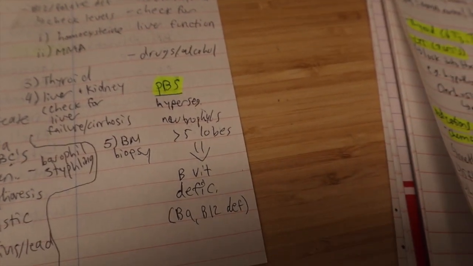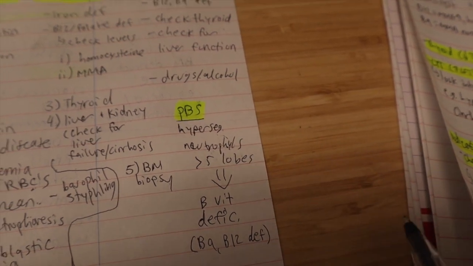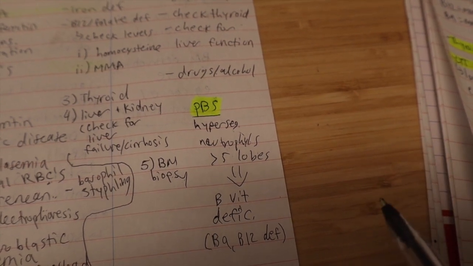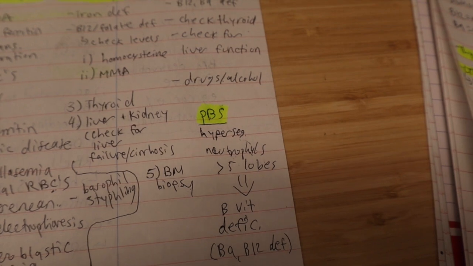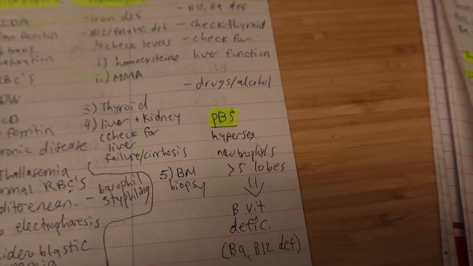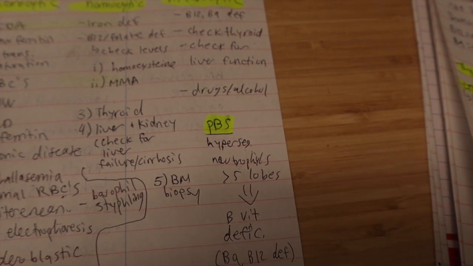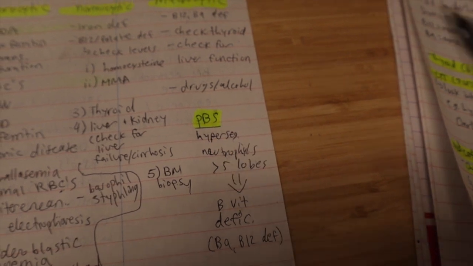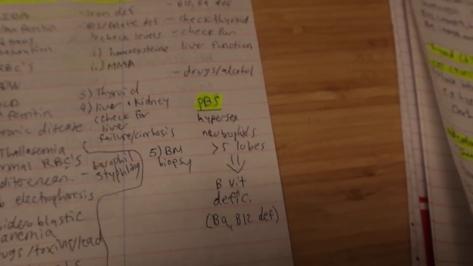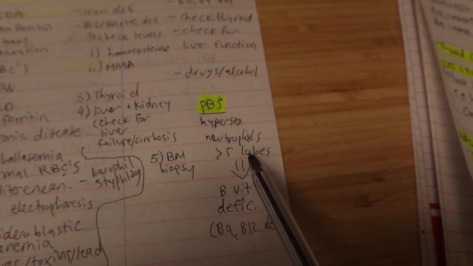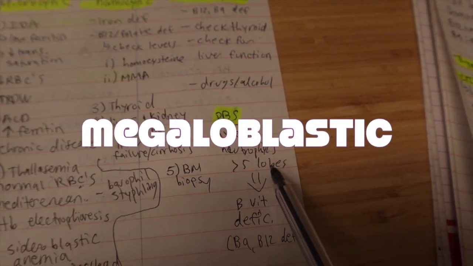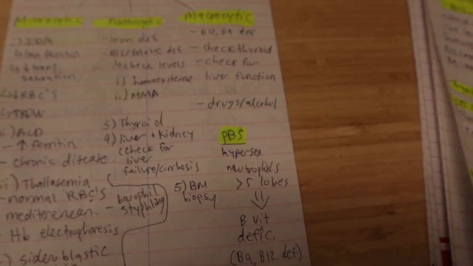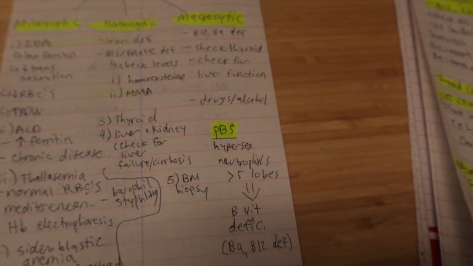So if there are less than 5 lobes, then it's good to check things like thyroid function, liver function, bone marrow, and drugs other than the drugs that impair your DNA synthesis, which are like chemotherapy drugs, because those are going to cause more than 5 lobes. And if they have more than 5 lobes, we call this megaloblastic macrocytosis, and this is due to B9, B12 deficiency and also chemotherapy drugs that impair DNA synthesis.